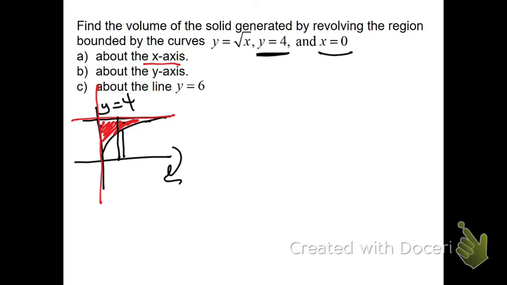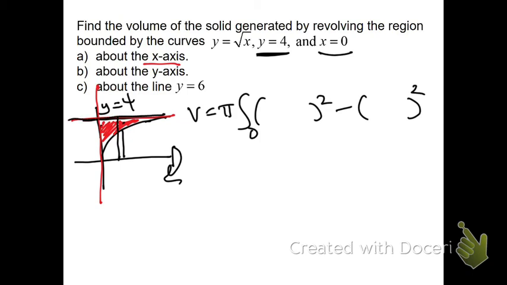So for that one, my formula would be, we're going to integrate from 0 to I don't know what. I got to figure out what that point is. And it's going to be big R squared minus little r squared. So what is that point? Well, this is y equals 4, and this is y equals the square root of x. So they're both equal to y, so set them equal to each other. When will the square root of x equal 4? When x is 16. That should make sense that the square root of 16 is 4. So this point right here is 16.